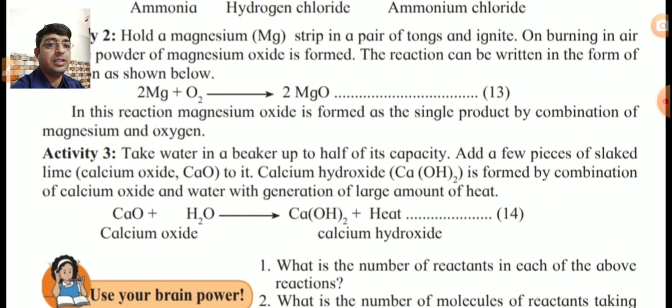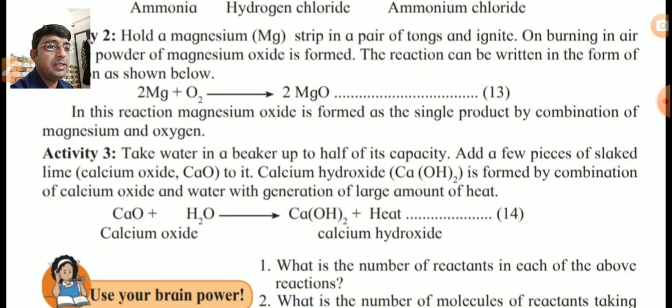Now check the third activity. Take water in a beaker up to half of its capacity. Add a few pieces of slaked lime. Make the correction here, that is not slaked lime. All of you make the correction, that is quick lime, QUICK, quick lime, calcium oxide. It is a chemical name and the formula given is CaO.